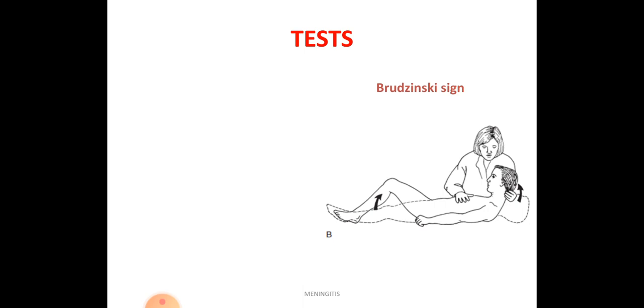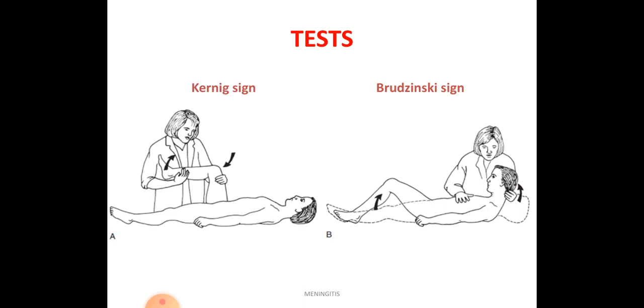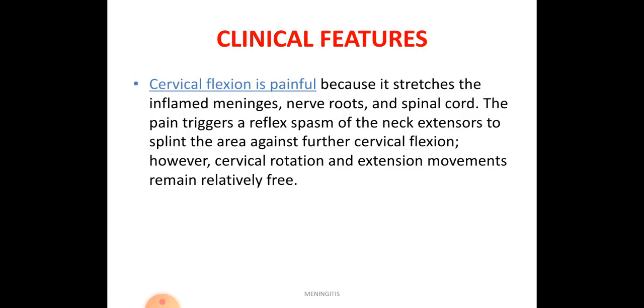So just to avoid the stretching of meninges, the patient reflexly will flex the hip and knee. Okay, so that stretching of meninges will be lessened. So by this Kernig sign and Brudzinski sign, you can confirm the meningitis.